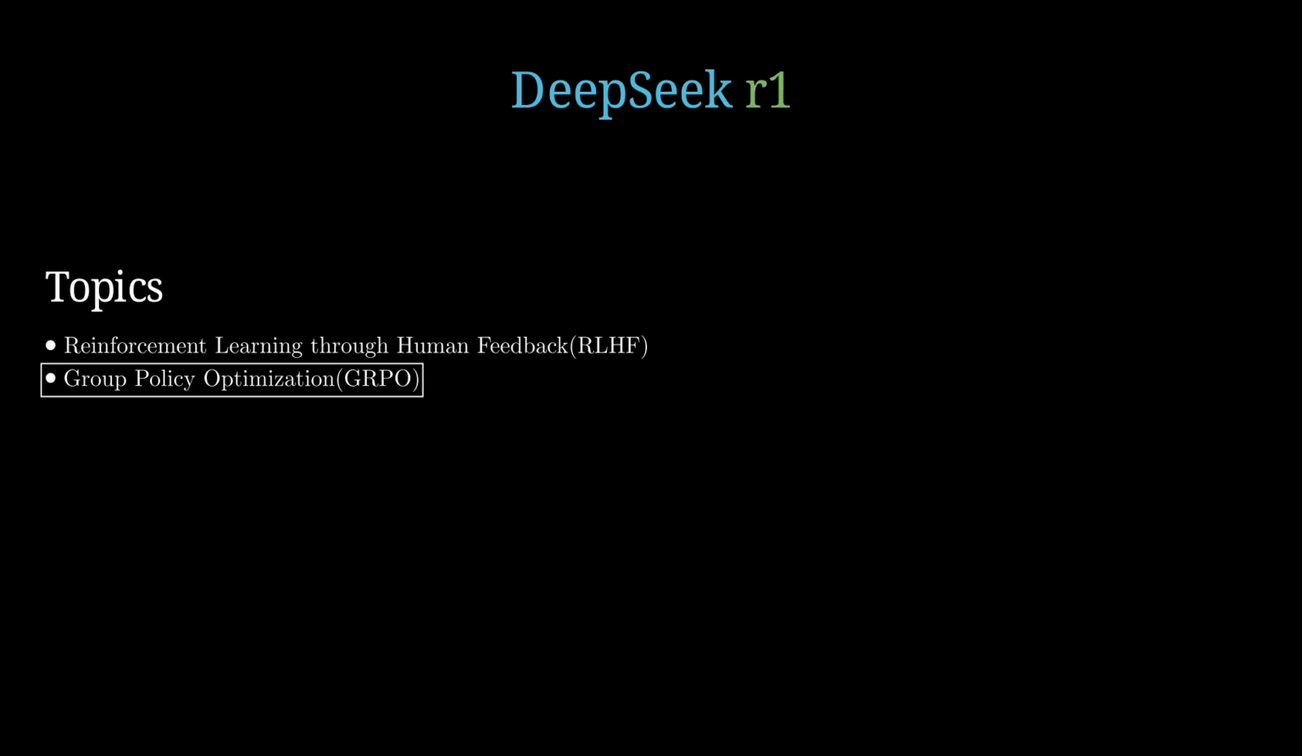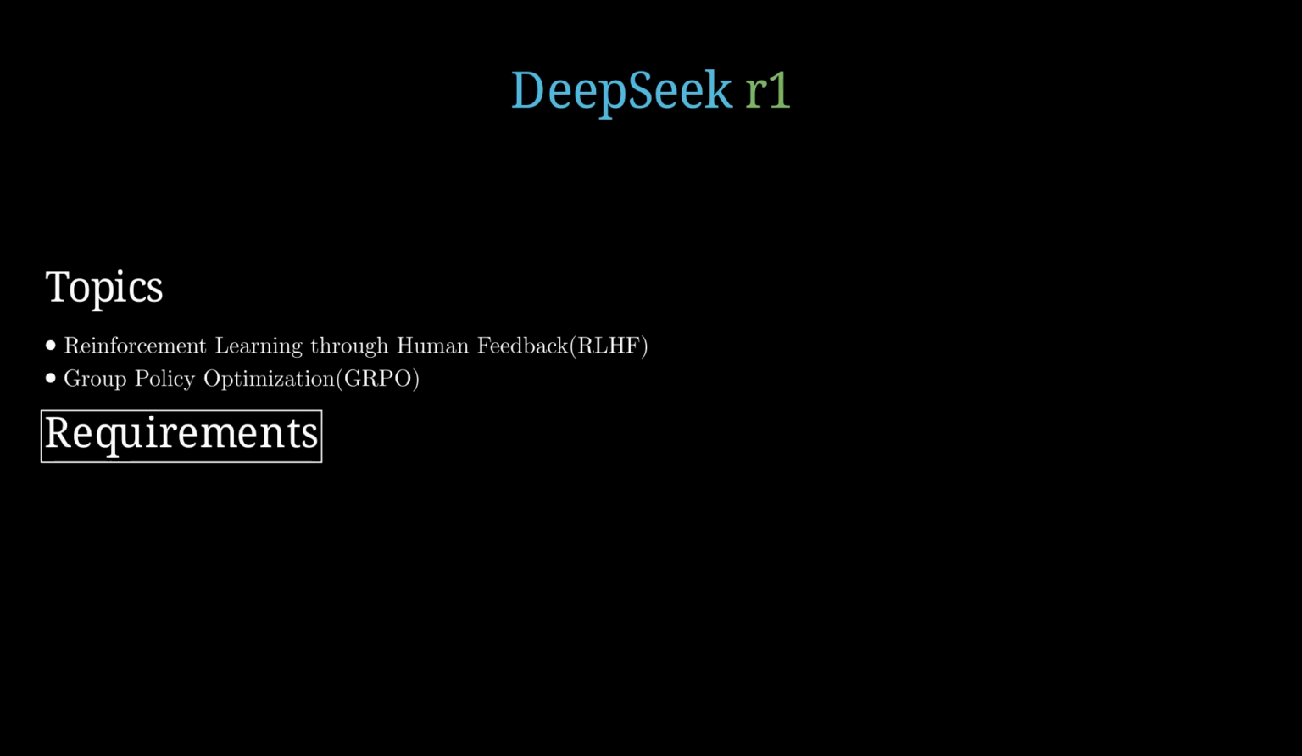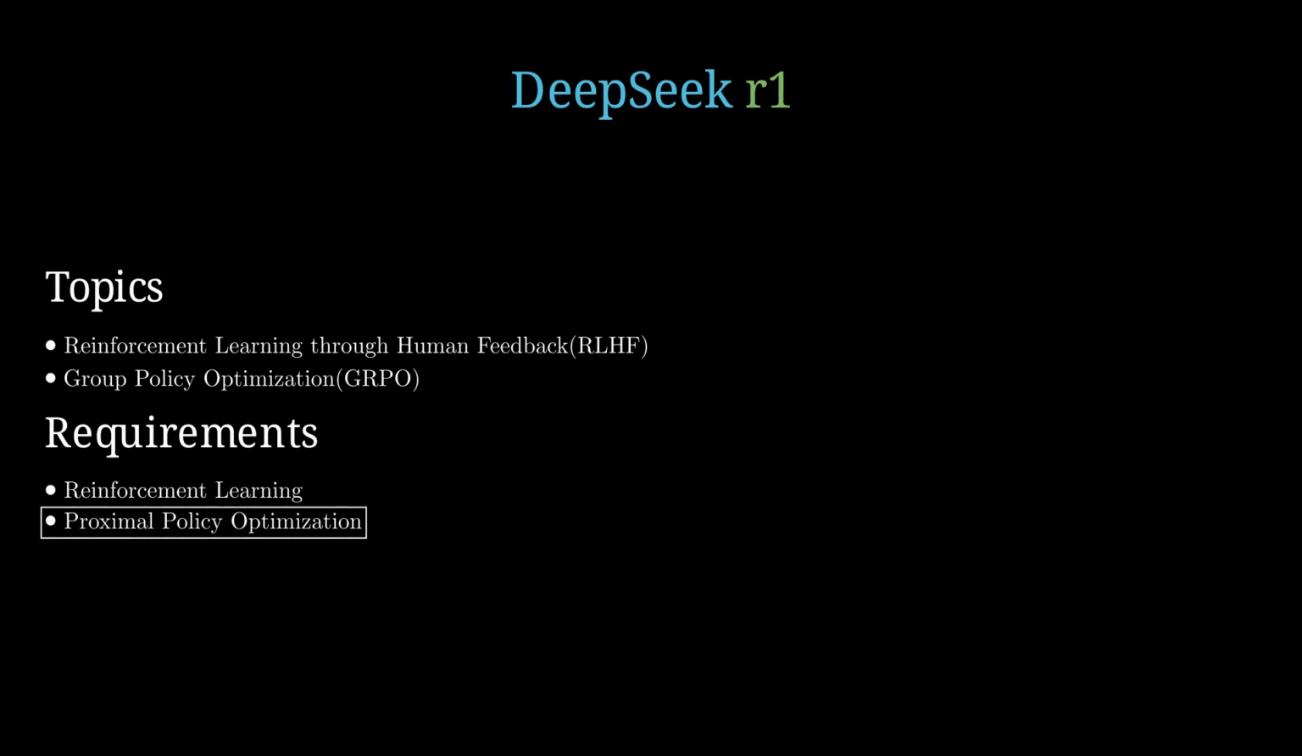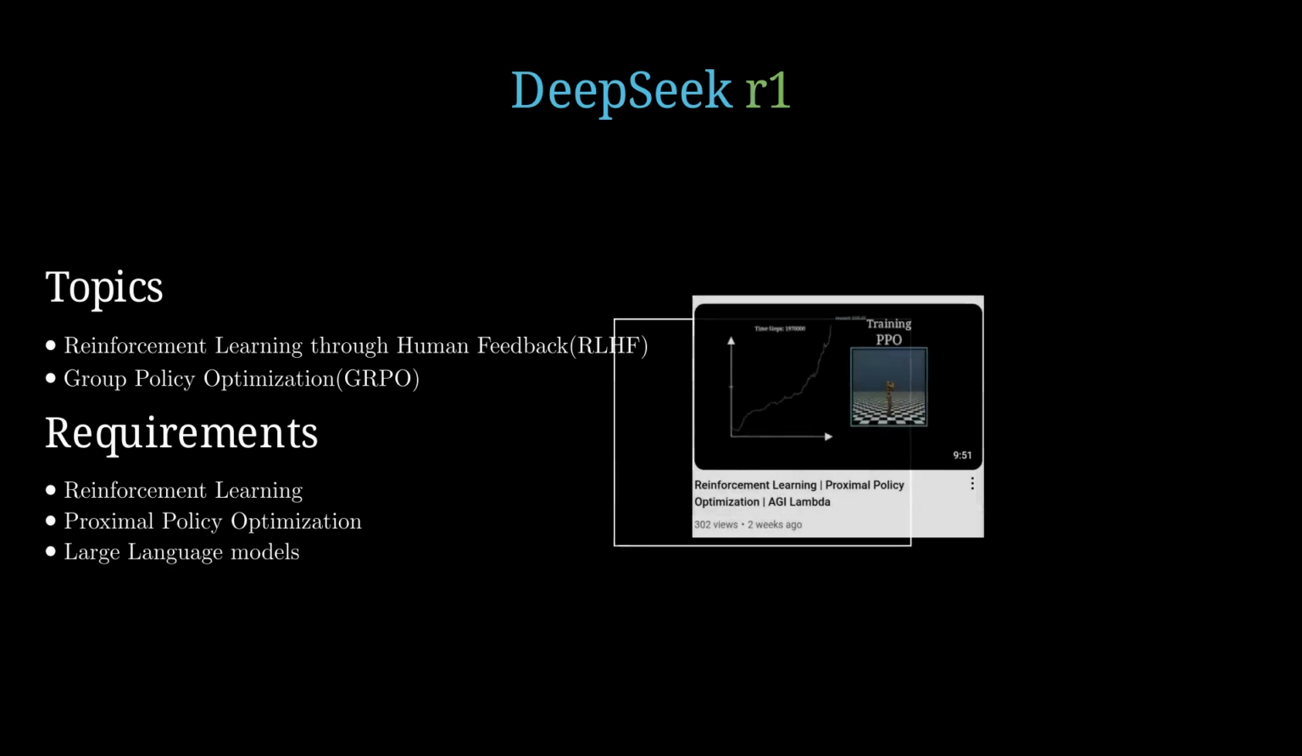That said, there are some prerequisites for this video. You should have a basic understanding of reinforcement learning. You should also have some knowledge of the proximal policy optimization algorithm, and also transformer architecture in large language models. For a simple overview, I explained the PPO algorithm in my previous video. However, there are many other videos available online on the same topic. You can watch those as well.